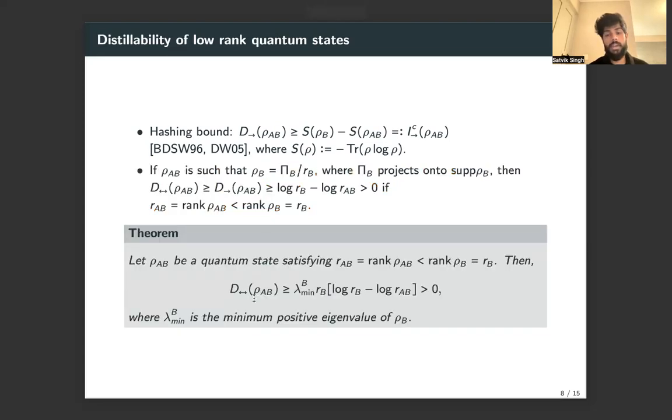So what we have is this theorem. For any bipartite state rho AB which is of low rank, meaning that the rank of the state is strictly less than the rank of the reduction on the B subsystem, we have this bound on the two-way distillable entanglement. Instead of having this rate, we now have this rate multiplied by some factor. But the point to note here is that this is still strictly bigger than zero. And so every low rank bipartite state is actually two-way distillable, and we actually have a lower bound on this quantity.